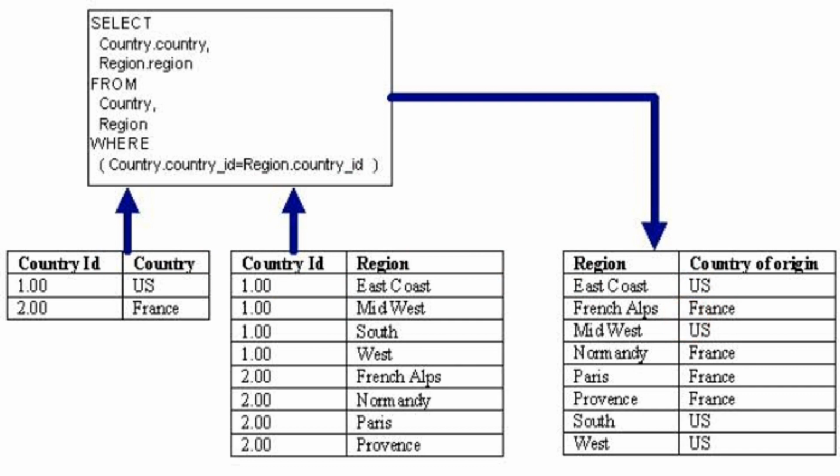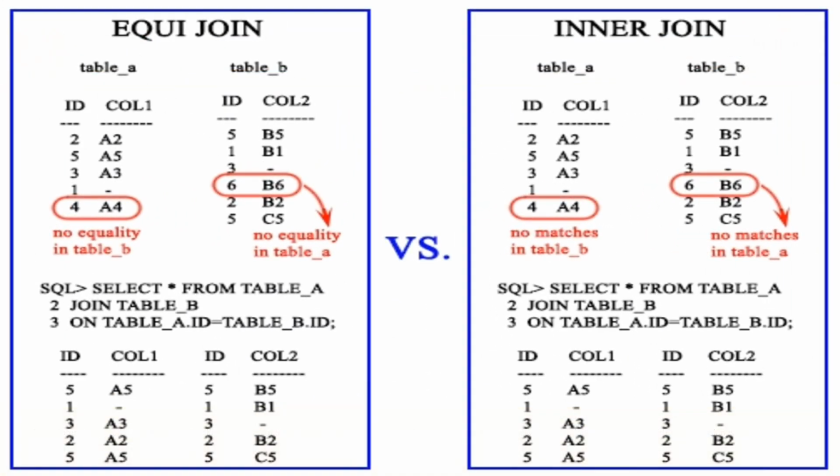Let's see the next one. Here we have the comparison between the EQ join and inner join. We already learned about inner join, so now we are going to compare both EQ join and inner join. In EQ join there will be table A and table B. In this we have two attributes, and here also we have two attributes.